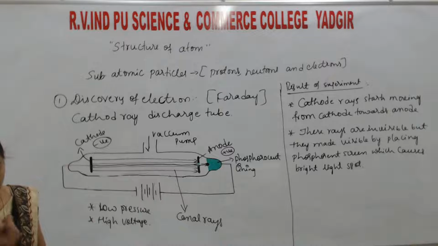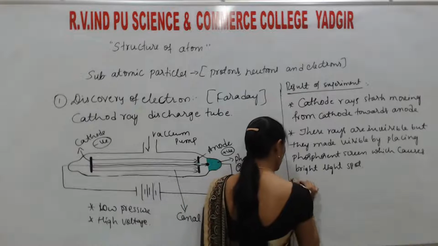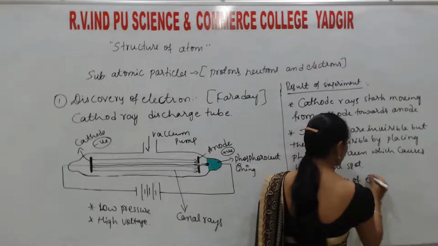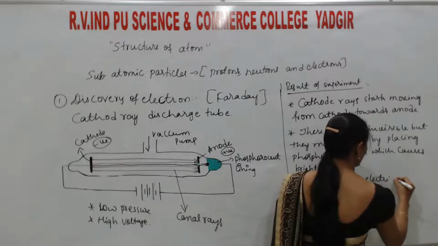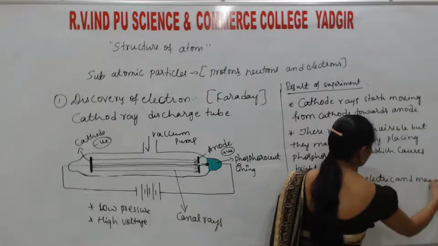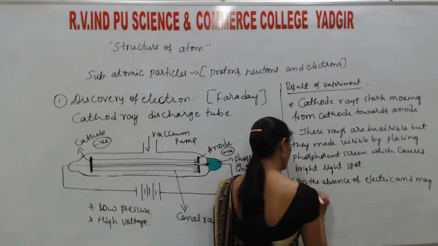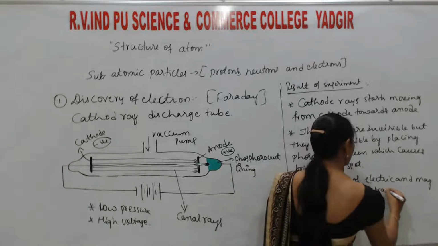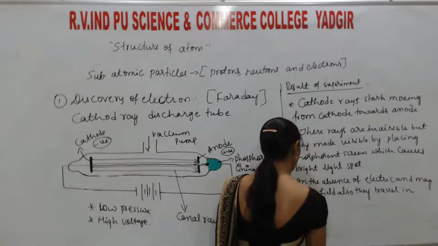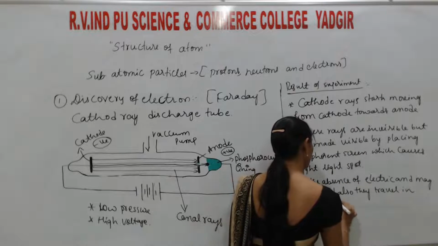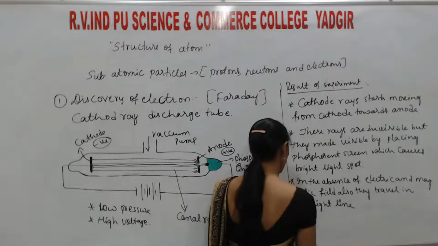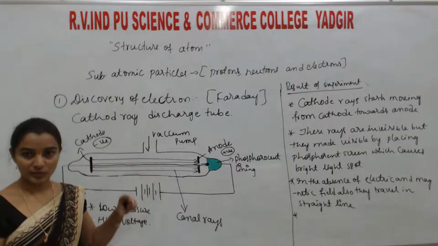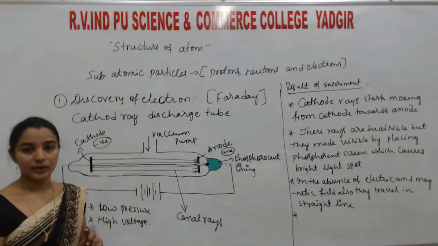So another one is, in the absence of electric and magnetic field, they travel in a straight line. As I told you, they are not affected by any magnetic field or any electric field. Even in the presence of electric field as well as magnetic field, they travel in a straight line.